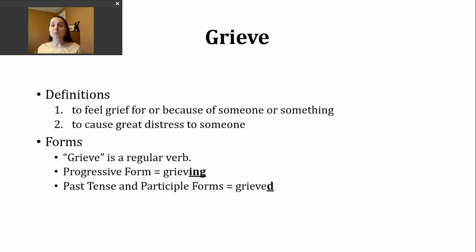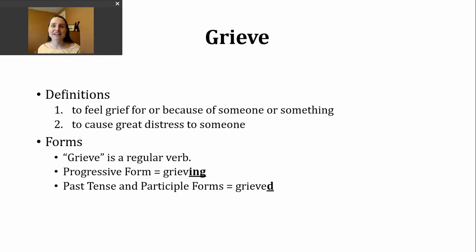The first way you're most likely to hear the verb grieve used is to mean to feel grief for or because of someone or something. You're probably noticing there in the first definition of this verb, we have the word grief, which is going to be the noun form of the word, and which we'll look at a little bit later. Think of this as very deep sadness. Many times we use this word to talk about our feelings after someone has passed.